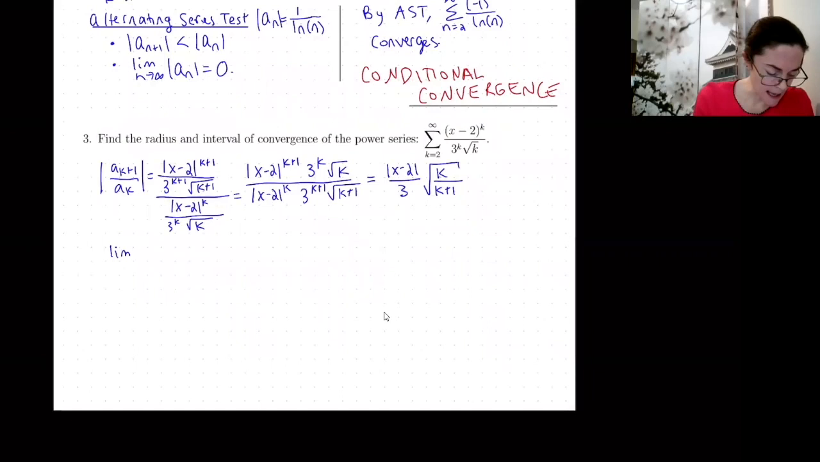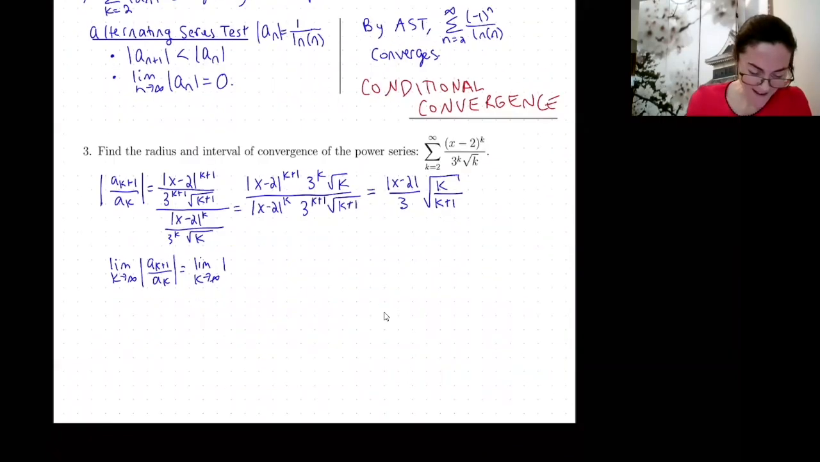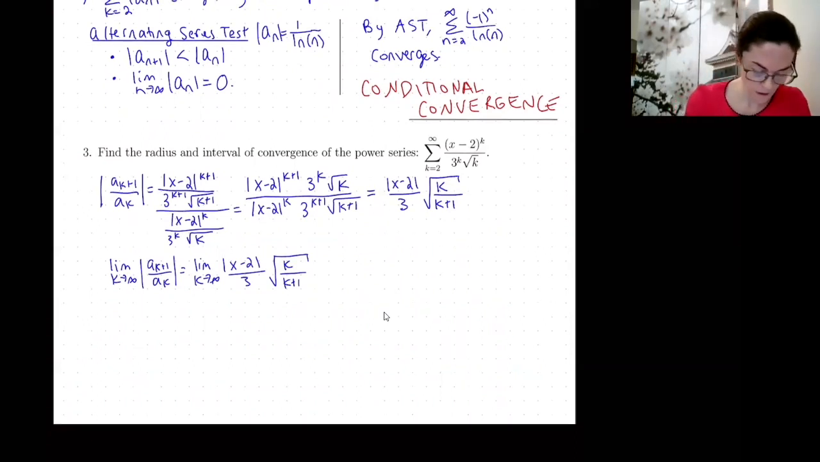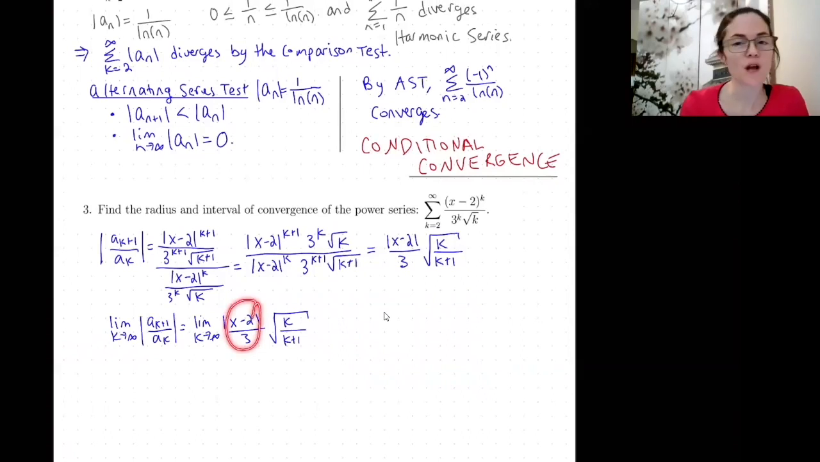Now I take the limit as k goes to infinity of the absolute value of a_(k+1) over a_k. And I get the limit as k goes to infinity of the absolute value of (x minus 2) over 3 times the square root of k over k plus 1. Now let's think about what's happening here. First of all, this part, there's no k here. You could just pull this outside of the limit if you wanted to, although you could just think with respect to k, this is just a constant number. And then here is what has the k.